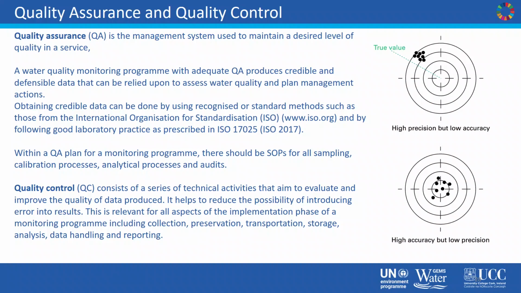And within a QA plan for a monitoring program, there should be SOPs for all activities, so including the sampling, calibration, analytical processes, and the audit of each of those. Quality control is different from QA. The quality control consists of the actual series of technical activities that aim to evaluate and improve the quality of data. QC helps to reduce the possibility of error being introduced into results, and this is relevant for all aspects of the implementation phase, right from the collection, the preservation, transportation, storage, analysis, data handling, and reporting.